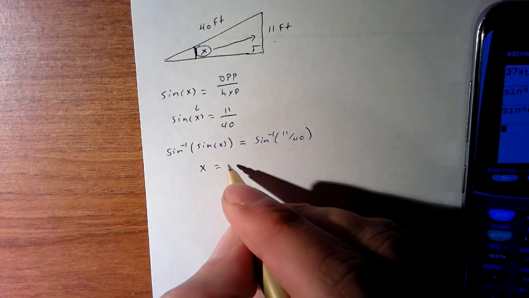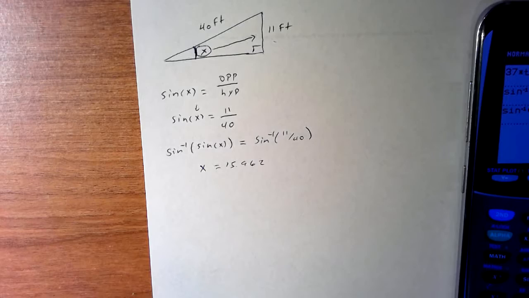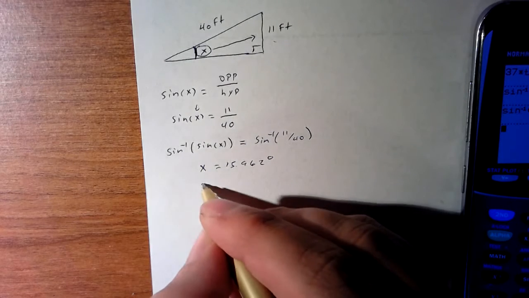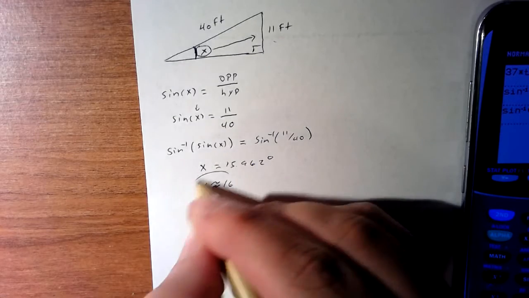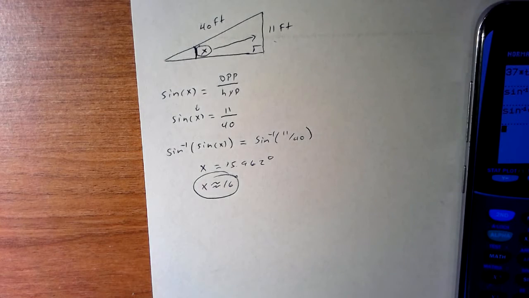So our answer is 15.962, and I'm rounding that here, so degrees. Our answer actually has 16, so we're just going to round it up to 16. So 16 degrees. All right. Let's say you do one like that.